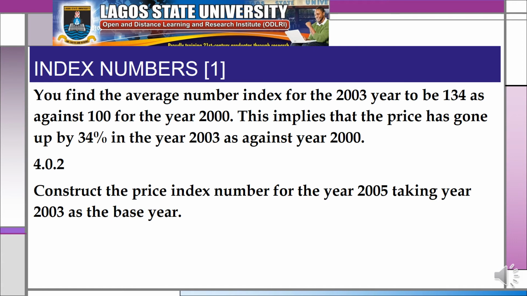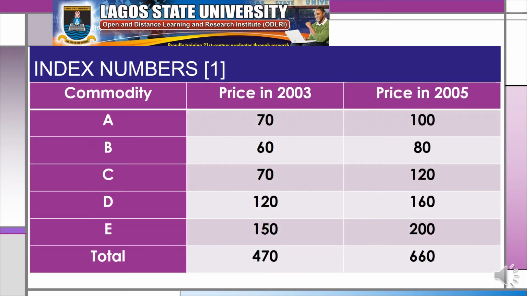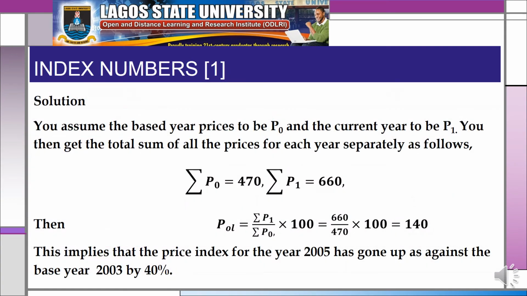Example 4.02. Construct the price index number for the year 2005, taking year 2000 as the base. We have the following table. The calculation is made as below. The summation of the base year is 470 and the new year is 660, and the average value is 140. This implies that the price index for the year 2005 has gone up as against the base year by 40%.